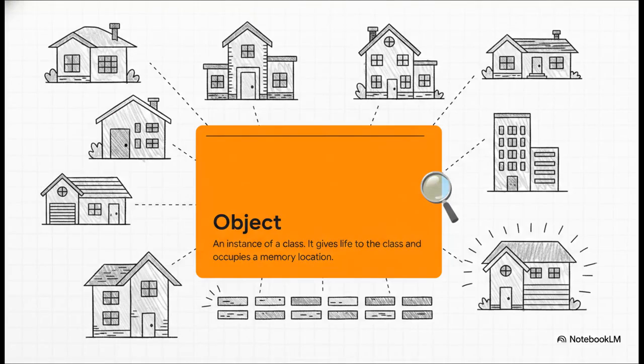Which brings us perfectly to the object. So if the class is the blueprint for a user, then an object is your actual profile. It's a real living, breathing instance of that class. This is the part that actually gives life to the blueprint. And crucially, this is what takes up space in your computer's memory when a program is running.